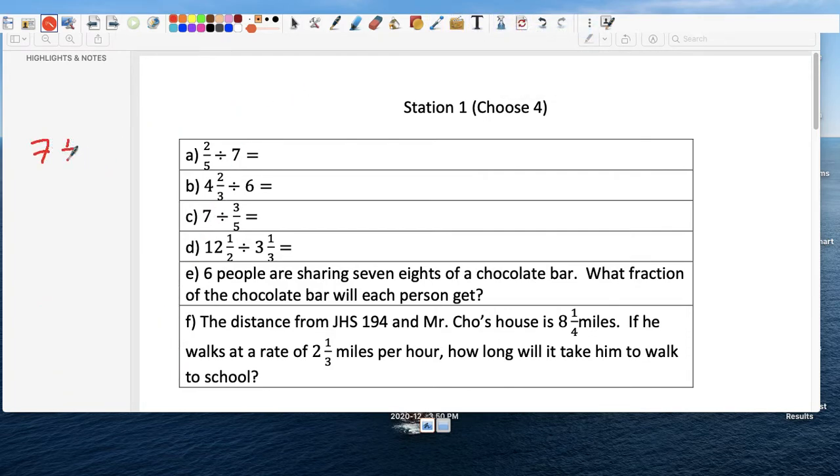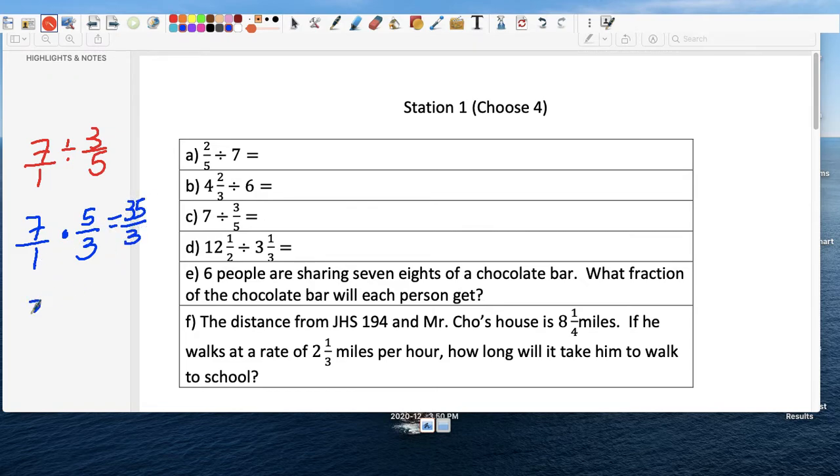7 divided by 3/5. Remember, let's put this over 1. Now we make a change. 7 over 1 stays, division changes to multiplication, and we need the reciprocal of 3/5, which is 5 over 3. Multiply. 7 times 5 is 35, and 1 times 3 is 3.